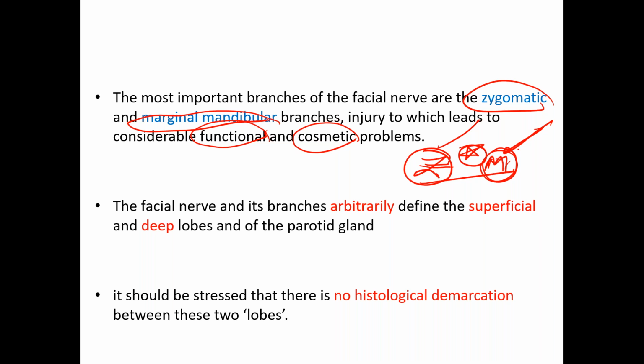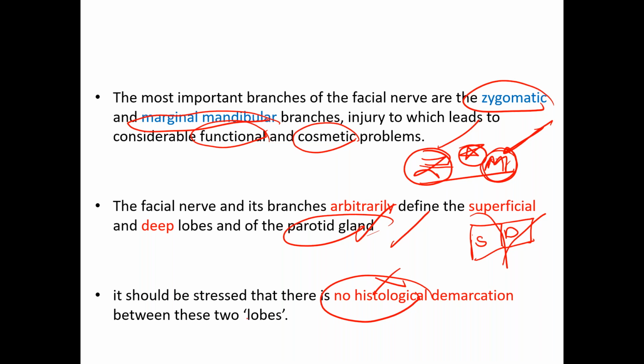The facial nerve defines the superficial and deep lobes of the parotid. If you open the parotid gland like a book, this is the superficial lobe and this is the deep lobe; the facial nerve tells you what is the superficial and what is the deep part of the gland. But there is no histological demarcation between the two lobes. Both lobes are histologically similar, only separated by the facial nerve.